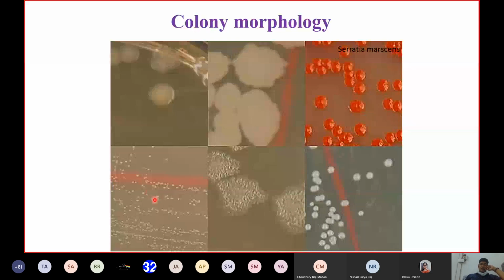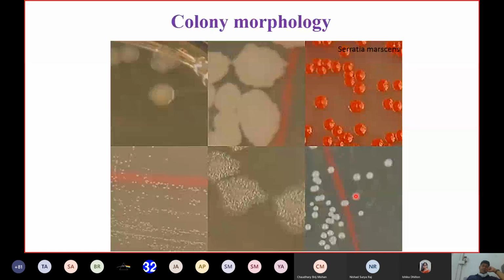Here you can see very tiny colonies. Here again you can see the surface structure is very rough. Here you can see a medium-sized colony that looks mucoid because it is a bit shiny.